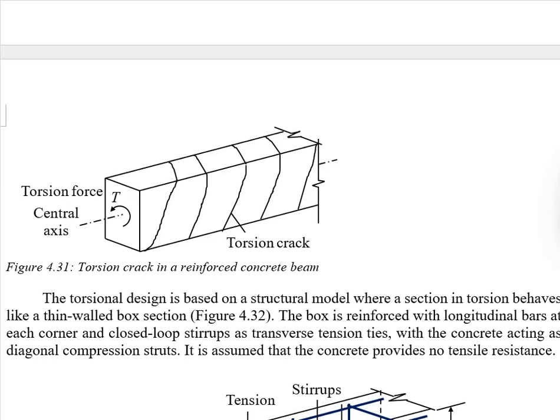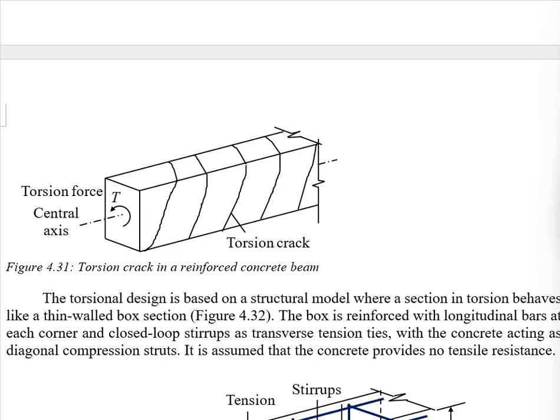Previously, we talked about torsional force. When a reinforced concrete member is subjected to torsional force, the member tends to twist. This twisting response leads to tensile stress developed within the member. As you know, concrete is poor in tension. When the tensile stress exceeds the concrete tensile strength, diagonal crack happens.